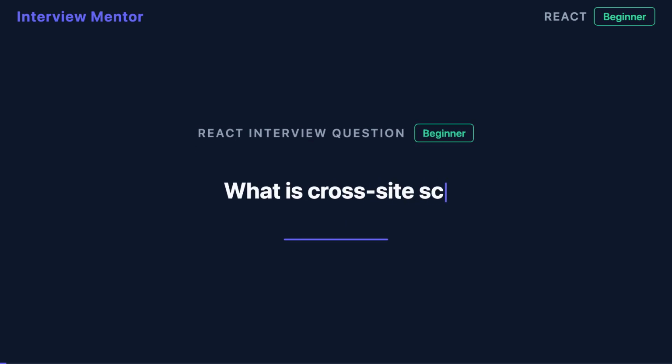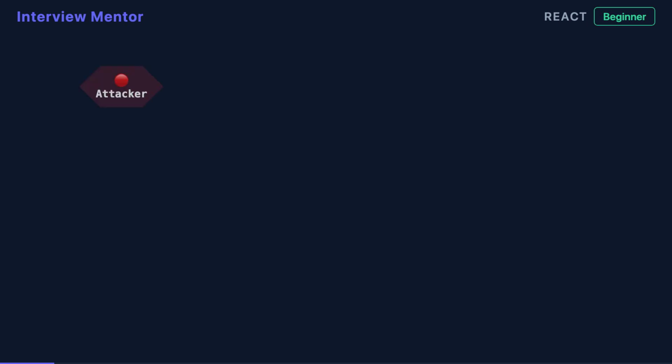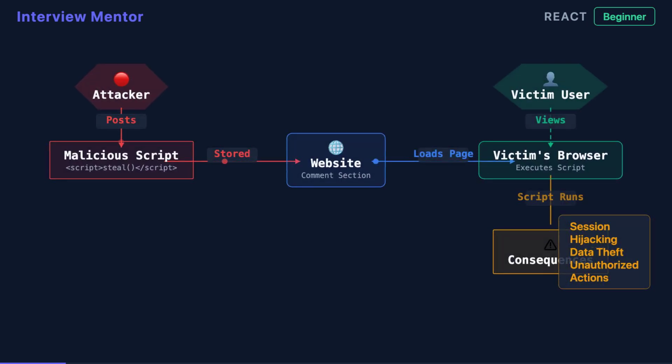One line of bad code can expose your users' passwords to attackers. Let's talk about cross-site scripting and why React developers need to understand it. Cross-site scripting, or XSS, happens when an attacker injects malicious JavaScript into a web page that other users view.